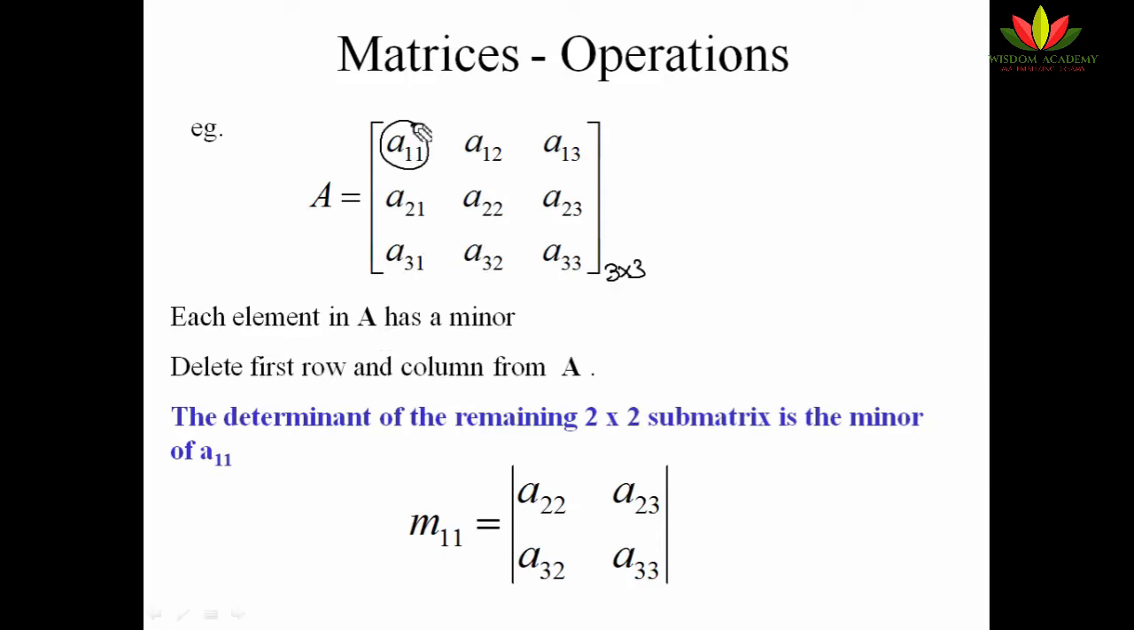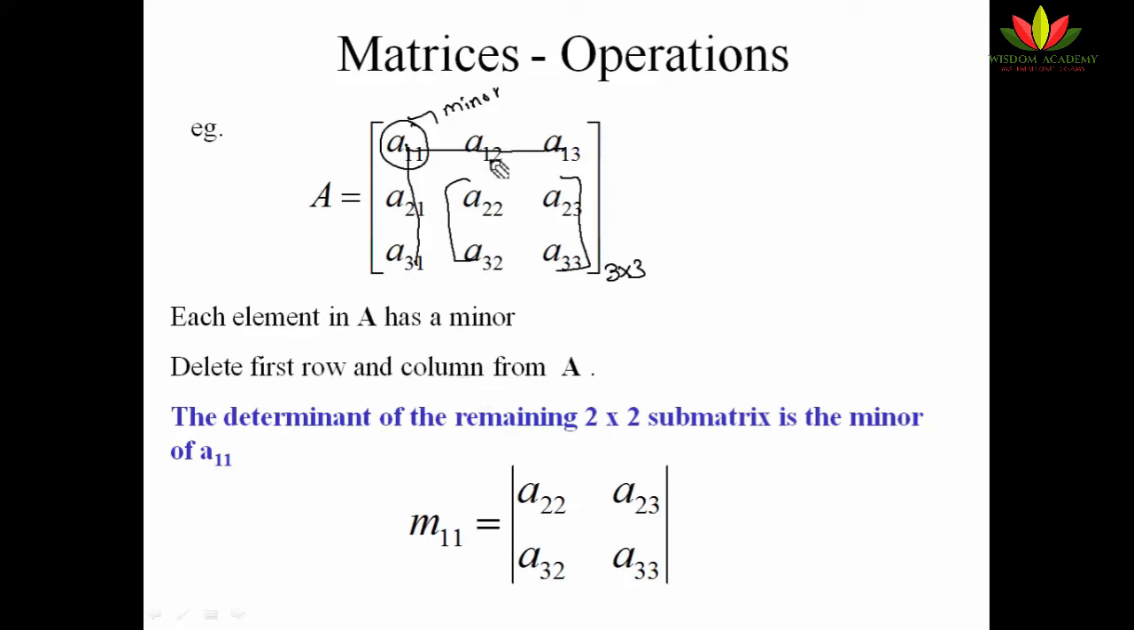If I want to find the minor of this element, first I will eliminate the row and column where it is. Now I will get a 2 by 2 matrix. For a 2 by 2 matrix, we need to know how to find the minor, right?